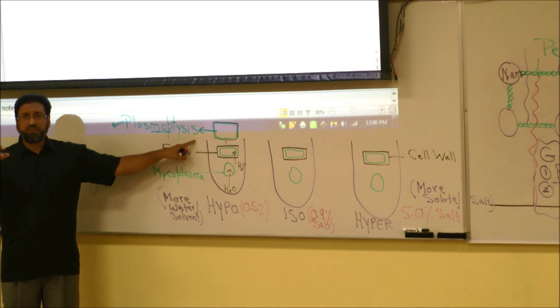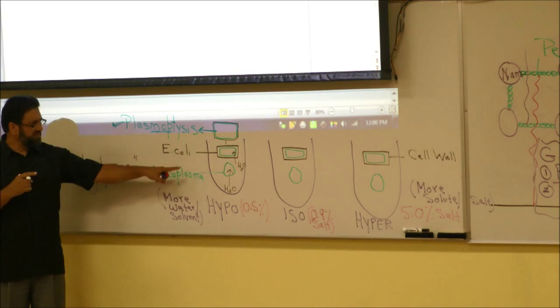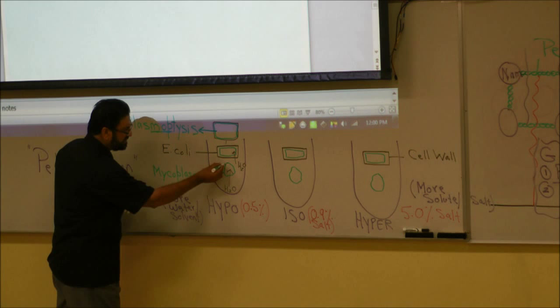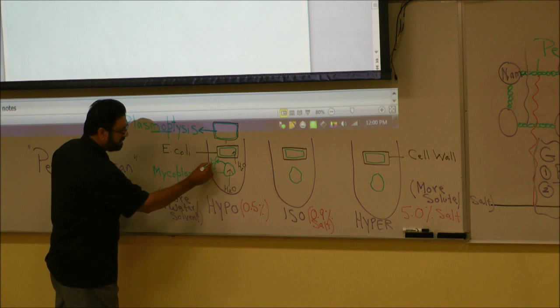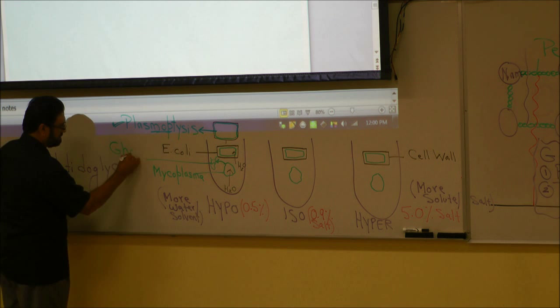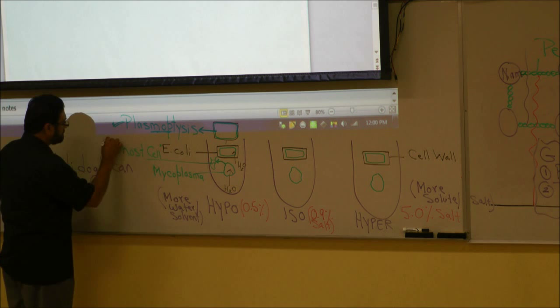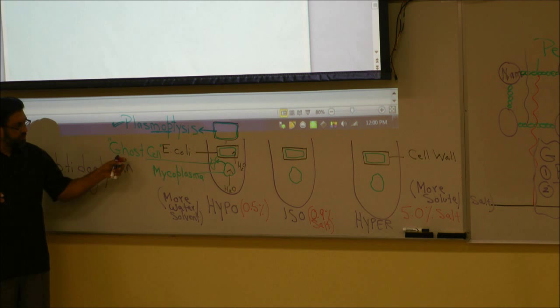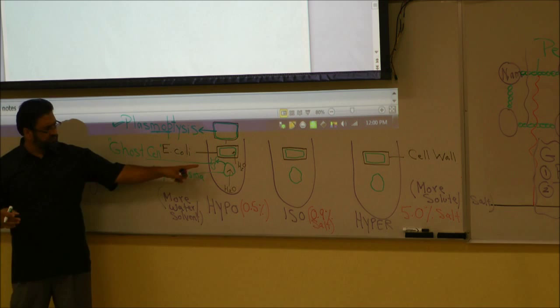See, no lysis here. How about this one, mycoplasma, any protection? No. No cell wall. What do you think is going to happen to this one? Rupture. And that ruptured cell is called what? Ghost cell. Cells without a cell wall become ghost cells in hypotonic solution because they become like ghosts. Boo. That's why they are called ghost cells.